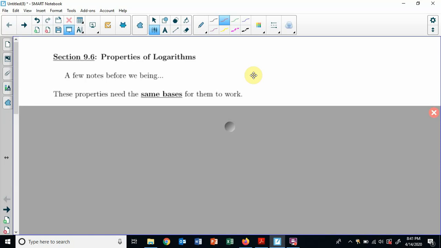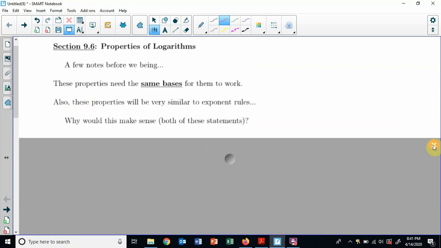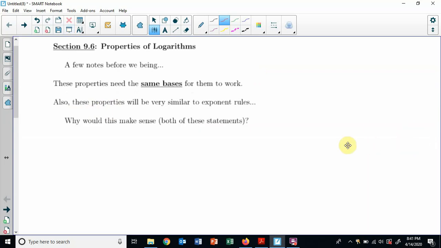Do you remember back in Algebra 1 doing exponent rules? Now when we did exponent rules, for those to work, like multiplying things with the same base, they had to have the same base for you to be able to combine them. So that should seem simple. Also, these properties will be very similar to exponent rules. I wonder why.